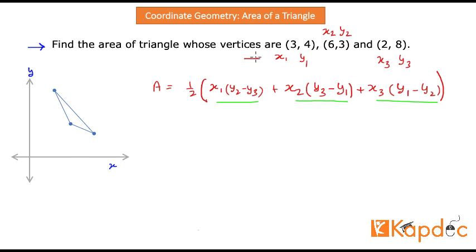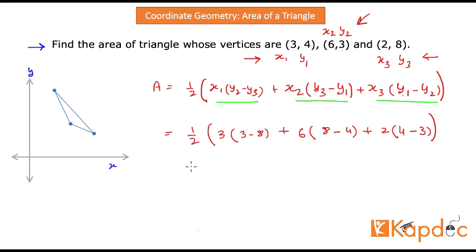Right, now let's plug in these numbers based on our formula and calculate our required area. So that will be 1/2 times x1 is 3 and y2 would be 3 minus y3 would be 8, so 3 minus 8. Plus x2 is 6, then you have y3 which is 8 minus y1 which is 4. Plus x3 is 2, then you have y1 which is 4 minus y2 which is 3. So you have plugged in all the numbers.